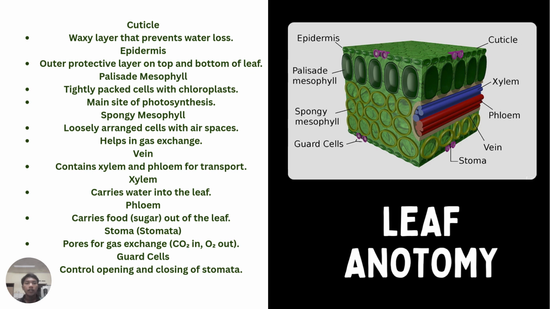For the vein, it contains xylem and phloem for transport. Xylem carries water into the leaf. Phloem carries food sugar out of the leaf. For the stomata, pores for gas exchange, carbon dioxide in, oxygen out. Guard cells control the opening and closing of stomata.